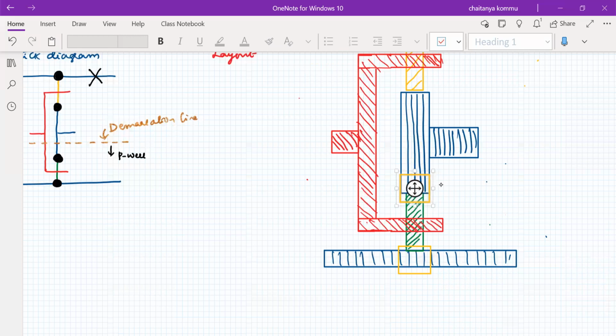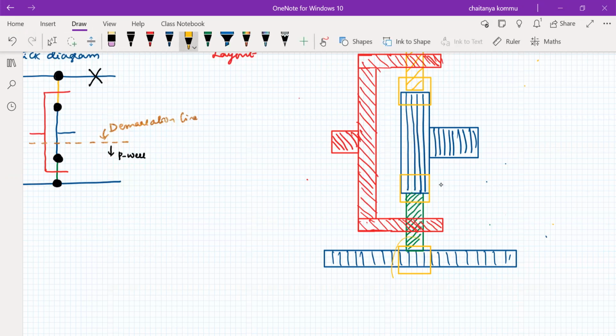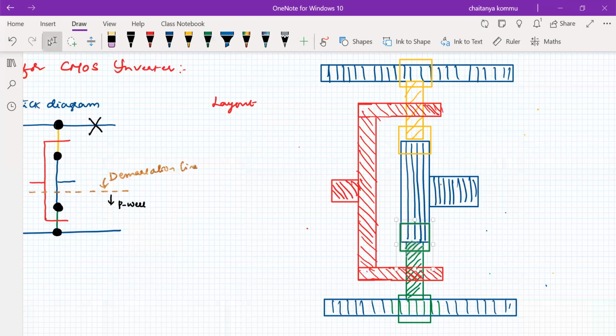Consider that this is a 4 lambda. Metal is also a 4 lambda for simplicity. It doesn't mean 3 lambda must be maintained. If you are taking more than that, it does not have any problem. So these are the places. But at this particular place, oh sorry, whatever the material is there, that is actually this diffusion, right? Whatever the diffusion here, again this is P diffusion. Okay, for those diffusions there is no problem.